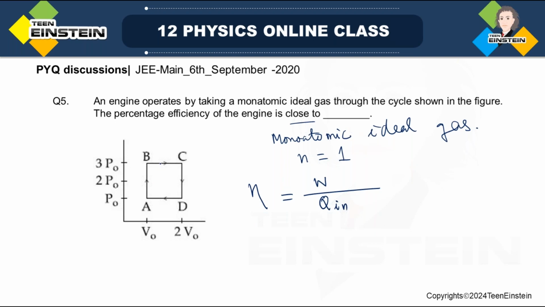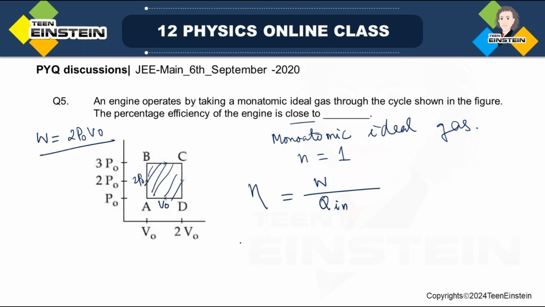Work output in a PV diagram will be the area of this shaded region. This will be the work done. So let us find out what this work done is. Work done will be the area of this particular portion A, B, C, D. Look, this is a square, you know. This side is 2P0. Not a square, this is a kind of rectangle, okay, rectangular shape. And this has length AD, this is V0. So what will be the work done? Area, so length into breadth, 2P0 V0, this is the work done.